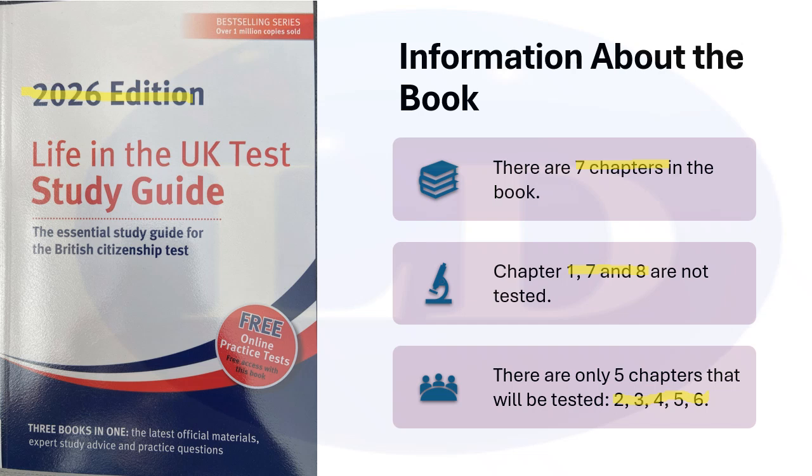So what are chapters 1, 7, and 8? Chapter 1 is basically the introduction, chapter 7 is appendices, and chapter 8 is where you have some practice tests. Obviously it is good to study them, but this is outside the domain of the test. So this course is about chapters 2, 3, 4, 5, and 6. If you understand these 5 chapters, you can attempt any test. You can answer any questions from any test.